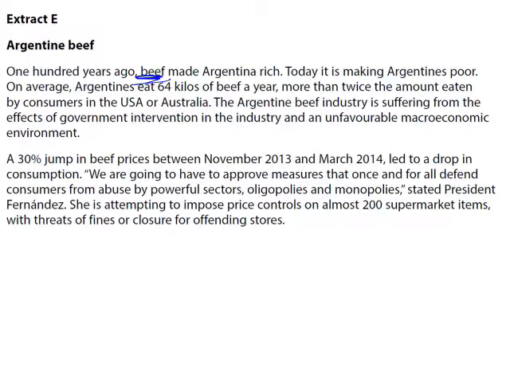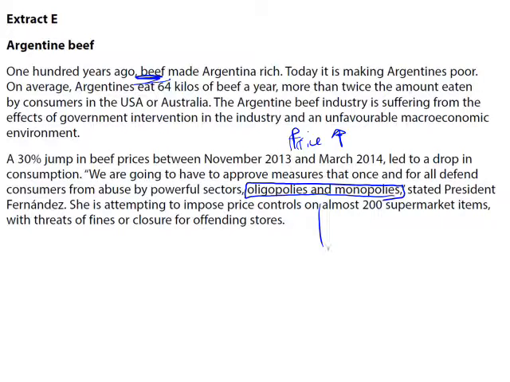A 30% jump in beef prices between November 2013 and March 2014. So we have the benefits of primary dependency there, that if the price is rising, potentially you can make more money from it. But this led to a drop in consumption domestically. We're going to have to approve measures that once and for all defend consumers from the abuse by powerful sectors, oligopolies and monopolies. So there's a mention there of market structures, specifically uncompetitive market structures.